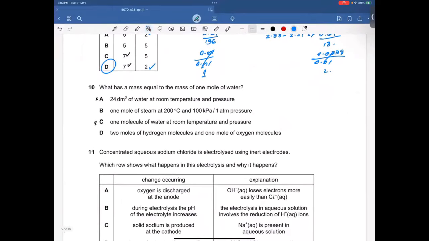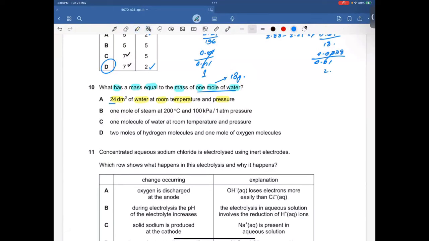Question number 10 is tricky. Why is it tricky? What has a mass equal to the mass of 1 mole of water? So 1 mole of water has a mass of 18 gram, right? Because the MR of water is 18. Now 24. Oh my God, my bad. Wait. 24 dm cube of water at room temperature and pressure.